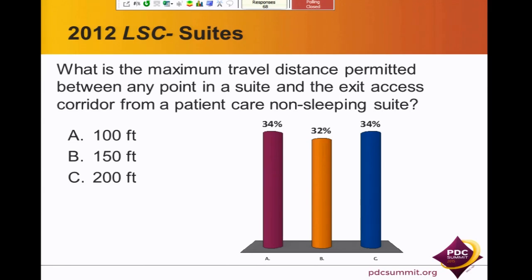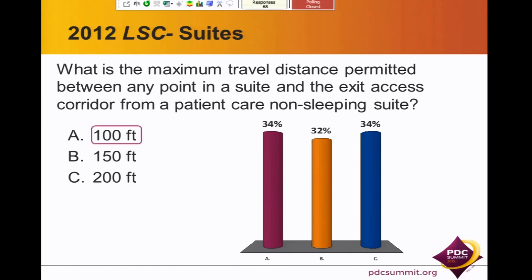Okay, this is great. I do want to reiterate that it says between any point in the suite and the exit access corridor. So this is a very different requirement, and you're not alone. This is something that comes up a lot in design projects. The difference between the travel distance between any point and the exit, that's 200 feet. That's correct for new construction because you're sprinklered. Correct. Thank you, Bill. However, this is between any point in the suite and the exit access corridor. So the correct answer is actually 100 feet.